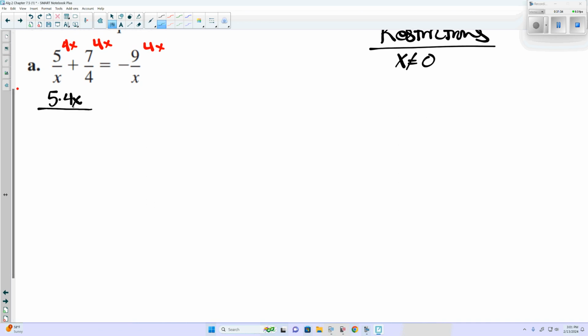Because here we'd have 4 times 5 times 4x over x, plus 7 times 4x over 4, is equal to negative 9 times 4x over x. And in our first one, the x and x would cancel. The middle, 4 and 4 would cancel, and the last one, the x and x. So even though x showed up twice, having it multiplied by once reduced all the denominators. Are you timesing it? Is that what the dot is? Mm-hmm. Yes.